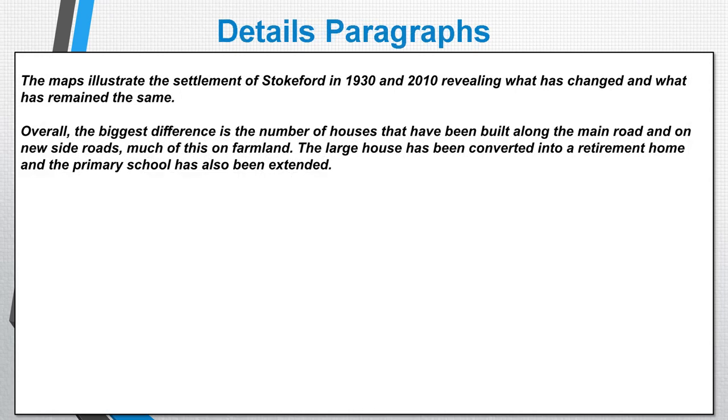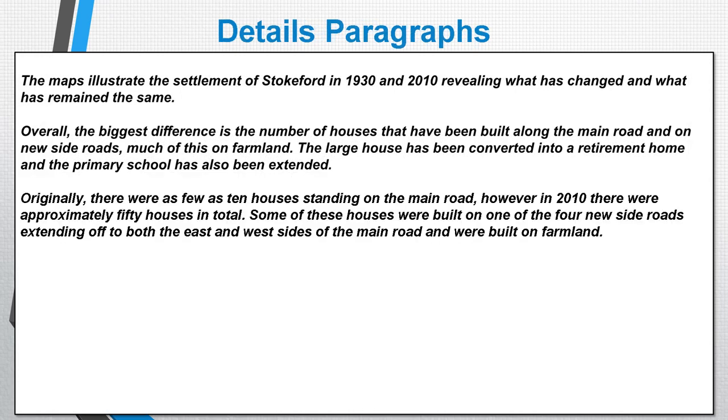Now we're going to add our details paragraphs, and the first details paragraph is going to add details to the first key feature, which I picked out, which was about the number of houses and roads increasing. So this paragraph reads, originally, there were as few as 10 houses standing on the main road. However, in 2010, there were approximately 50 houses in total. Some of these houses were built on one of the four new side roads, extending off to both the east and west sides of the main road, and were built on farmland.